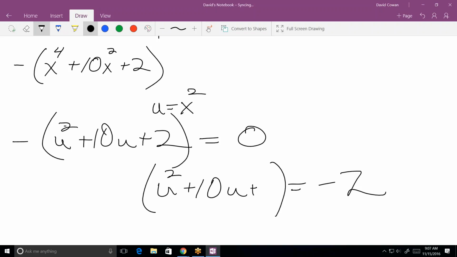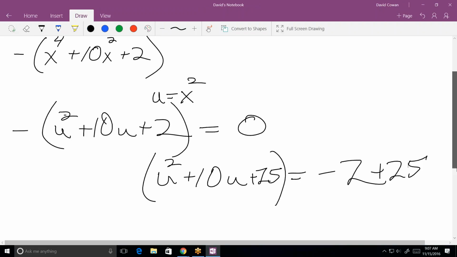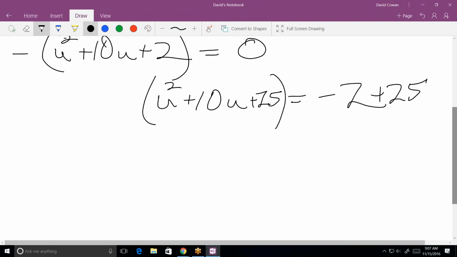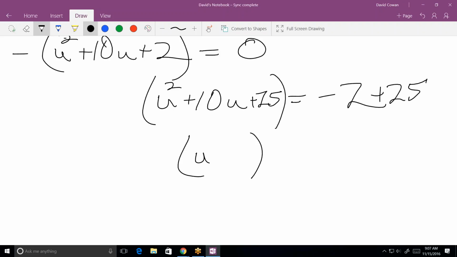25. Plus 25. Since I'm adding it to the left, I got to add it to the right. Now I can write that expression as a linear term squared. What is the linear term squared going to be? Isn't it going to be u plus 5 quantity squared? Whenever you are completing the square, you're doing it with the goal in mind of being able to write it as a linear term squared. Okay, and that's all equal now to 23.